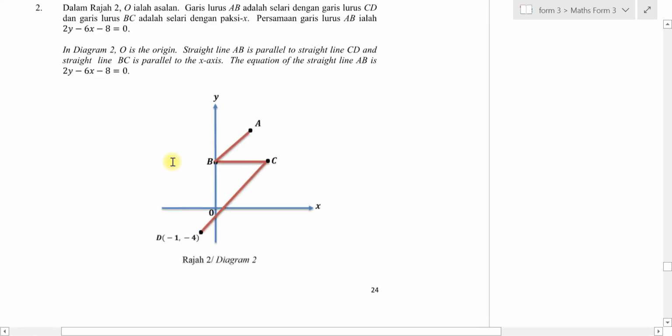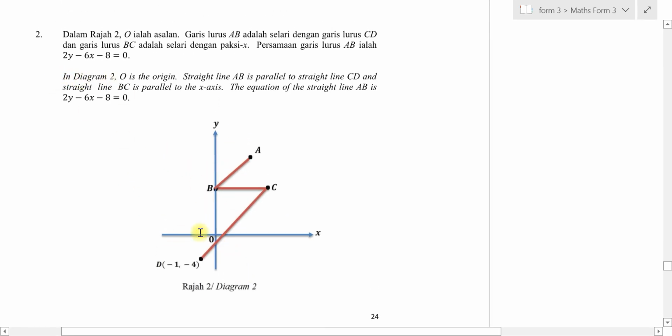Okay, we read the question first. In Diagram 2, O is the origin. They put it like 0 only. Straight line AB is parallel to straight line CD. If they tell you like this, write the symbol. Line AB is parallel to line CD.